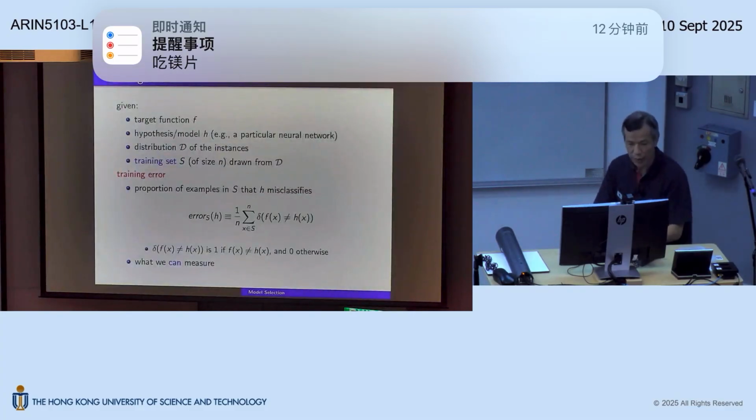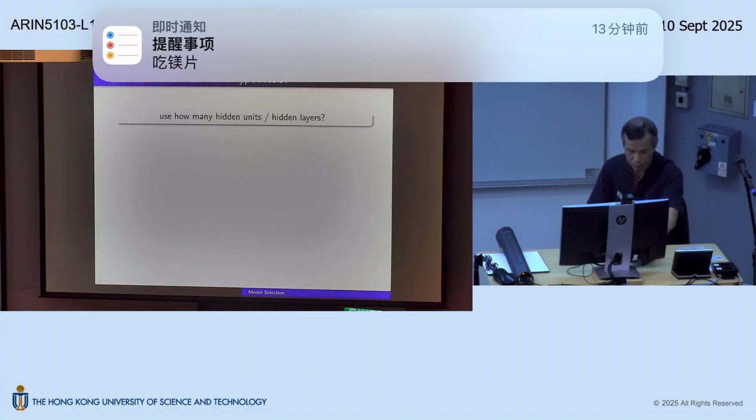So this is what we can measure, because if you want to evaluate this training error, all you need to do is look at all the samples in the training set. And in the training set, you know the output, because this is provided in the training set. And moreover, you know your prediction on this x, because you have the model. So this is something you can measure. Agree? So training error is easy.